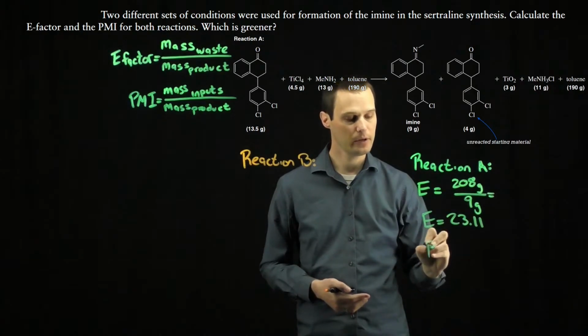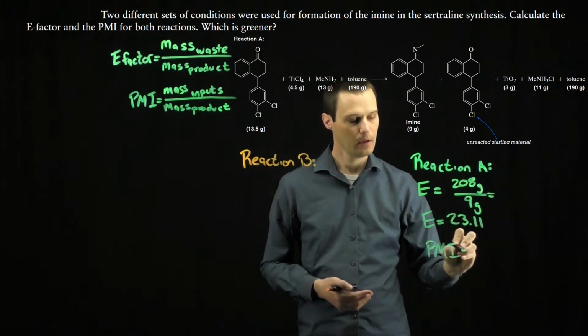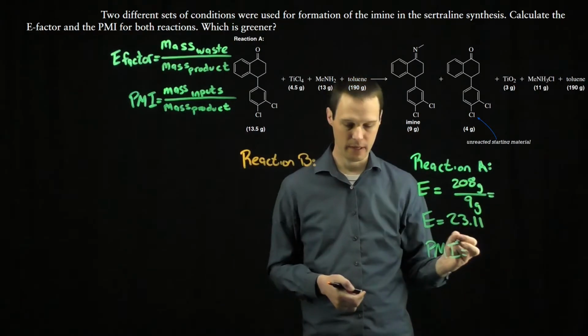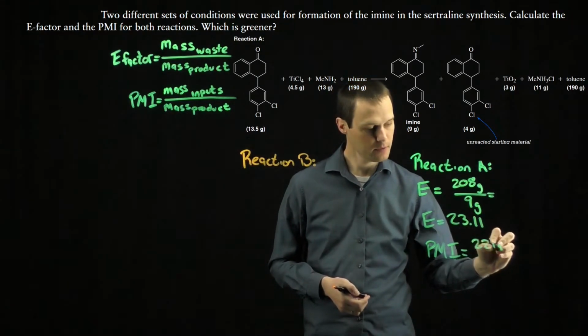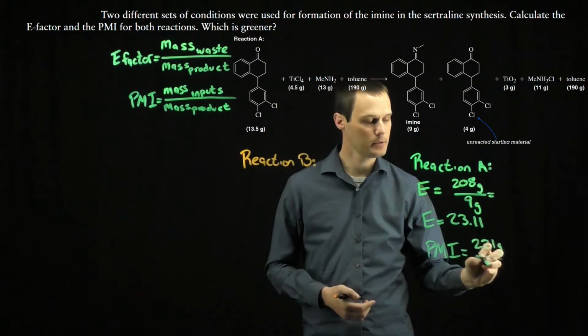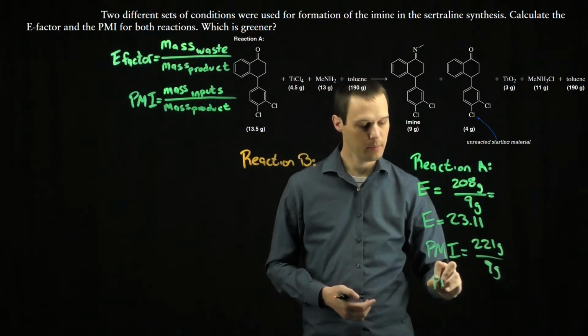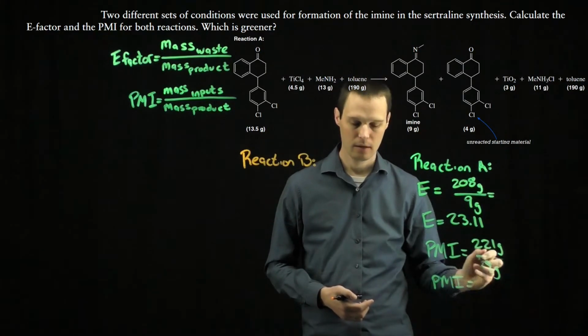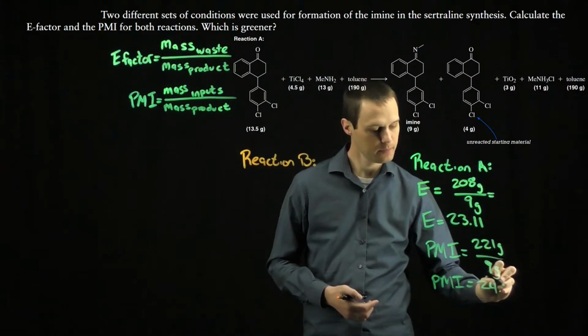We can do the same calculation for PMI. If we look at the mass of all of the inputs, we get a mass of 221 grams divided by our same 9 grams of product. So our PMI for reaction A equals 24.56.